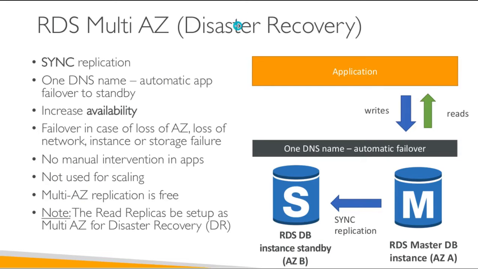So multi-AZ, whenever you want to have disaster recovery, whenever you want to have high availability, we use multi-AZ. Whenever we want to have performance, we go with read replica. It increases availability, you get high availability. Failover is done in case of the loss of the AZ or loss of network or instance or storage failure. Any problem, the failover is going to be done automatically, and there is no manual intervention in the apps. You don't have to do anything in the application as well.